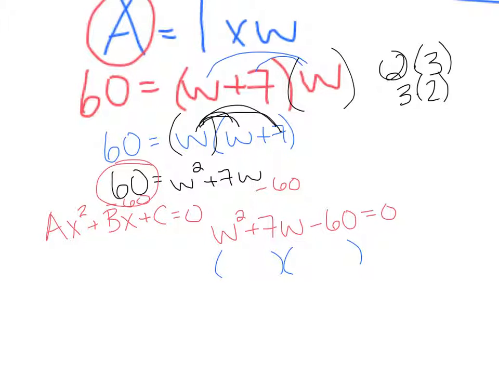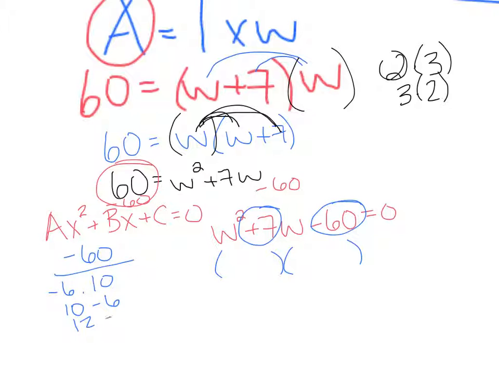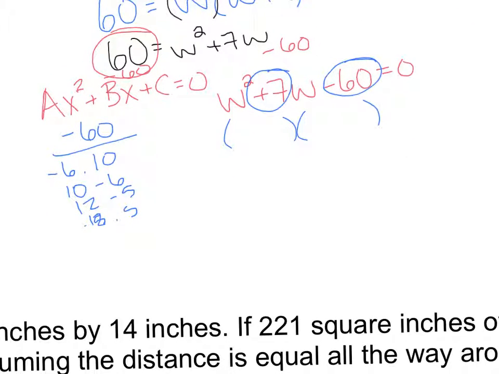So I need to decide what can make 60. So my factors of 60, and it's actually a negative 60, and I need them to add together to be positive 7. So I could do negative 6, positive 10, positive 10, negative 6. I could do 12 and negative 5. I could do negative 12, positive 5. I could do 20 and, sorry, I've lost my pen, 20 and negative 3. I could do negative 20 and positive 3.